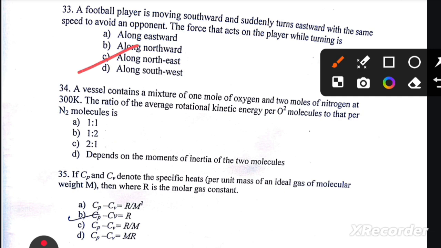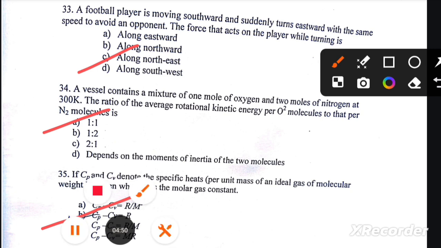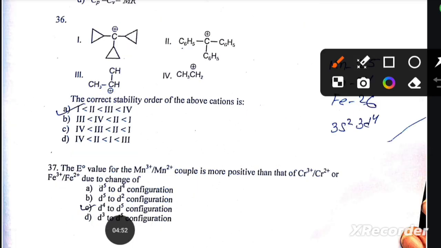along northeast. A vessel contains a mixture of 1 mole of oxygen, 2 moles of nitrogen at 300 Kelvin. The ratio of average rotational kinetic energy per O2 molecules to that per N2 molecules is 1:1. If Cp and Cv denote the specific heats, then where R is the molar gas constant, Cp minus Cv is equal to R. Next question, the correct stability of the above cations is?